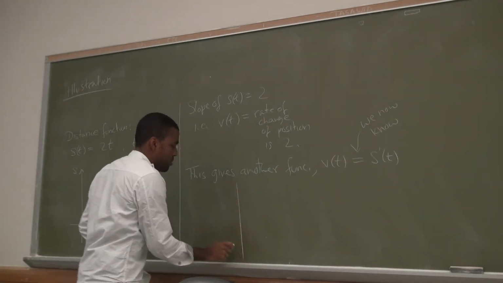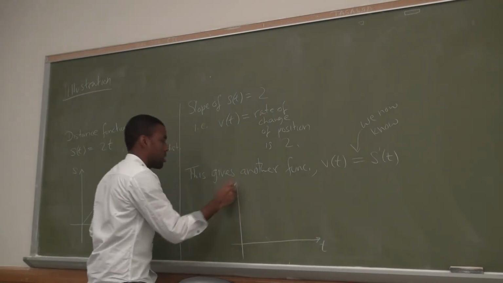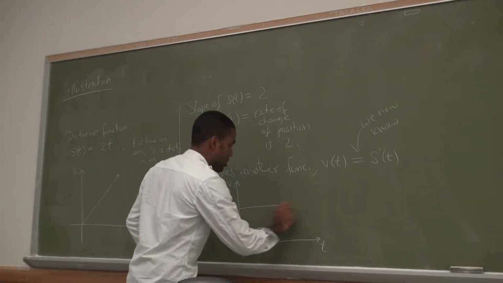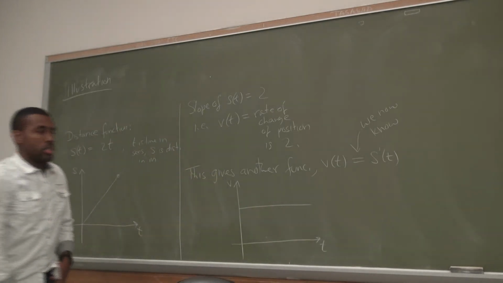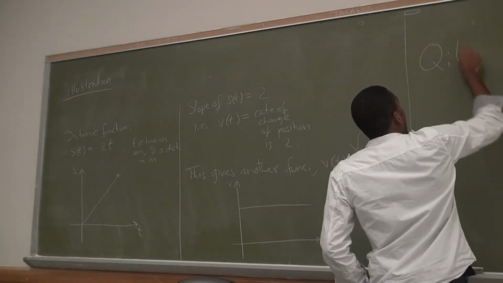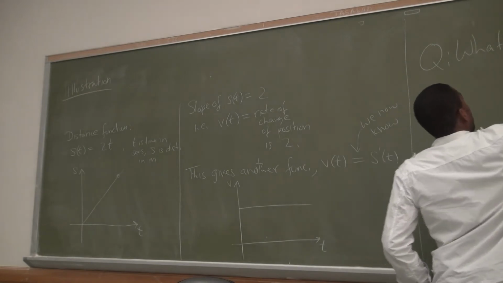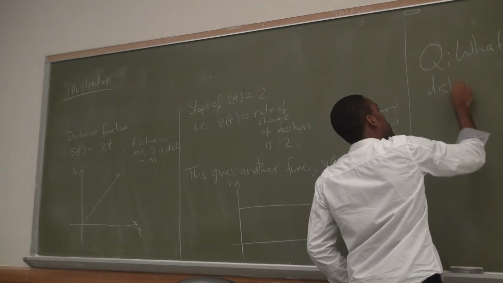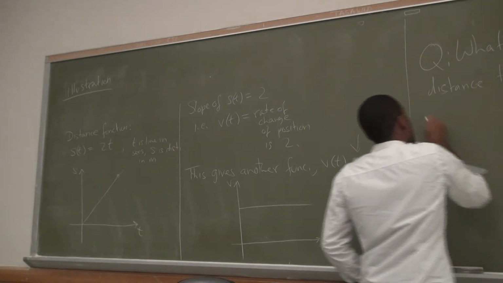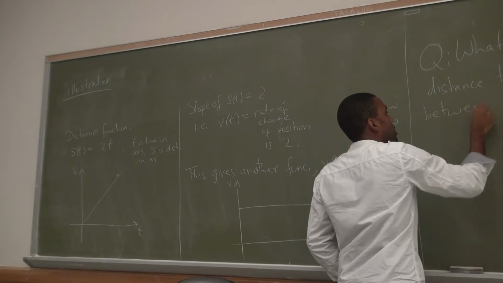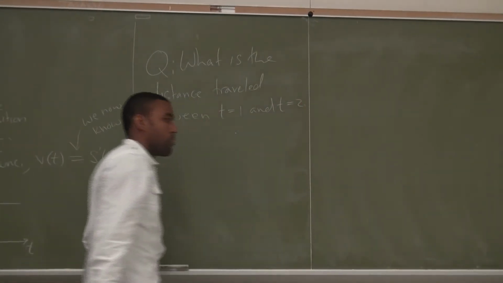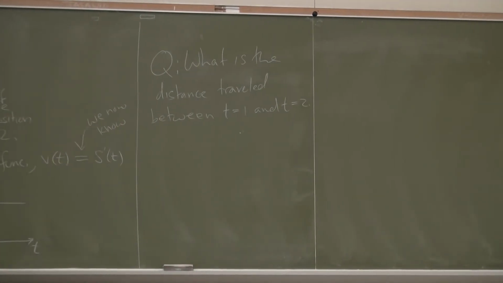Now, if I actually plotted that function, what would that look like? Well, it's just a horizontal line, right? Now, here's a question. What is the distance traveled between t equals 1 and t equals 2? What will be the distance traveled?